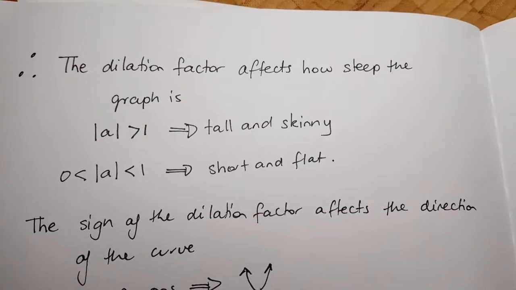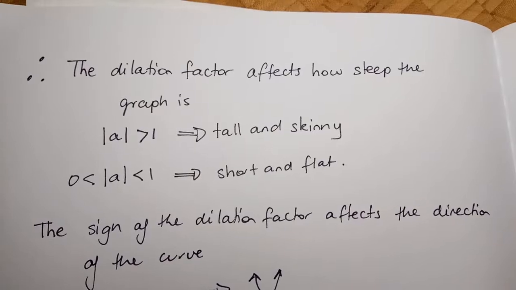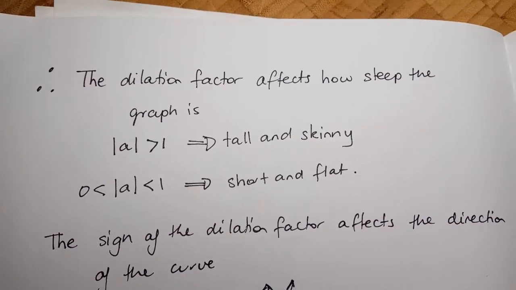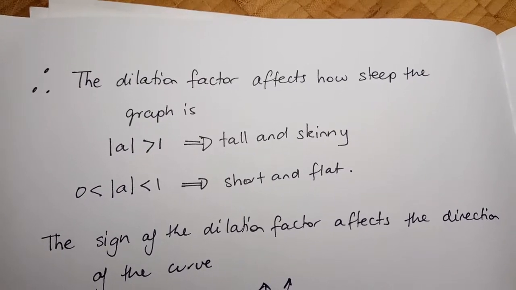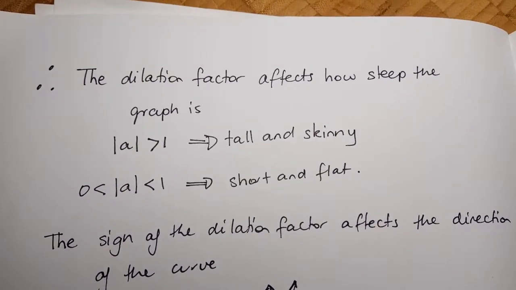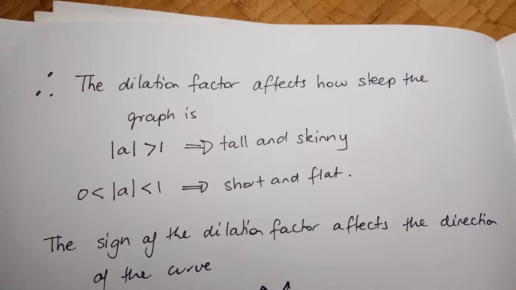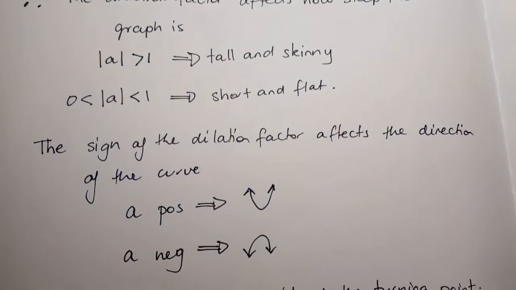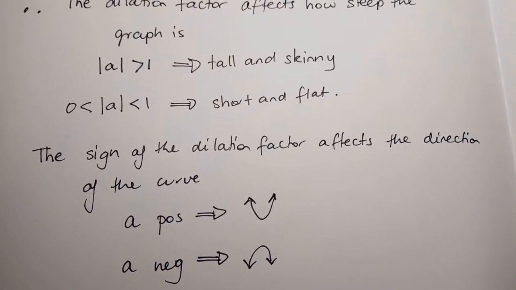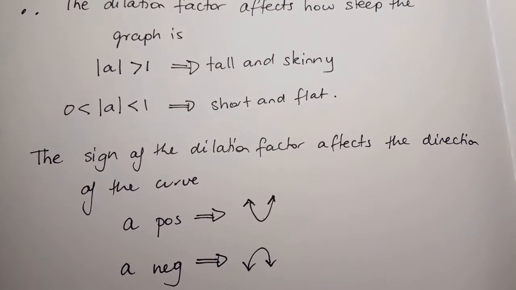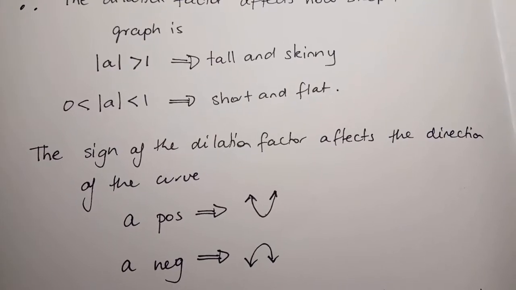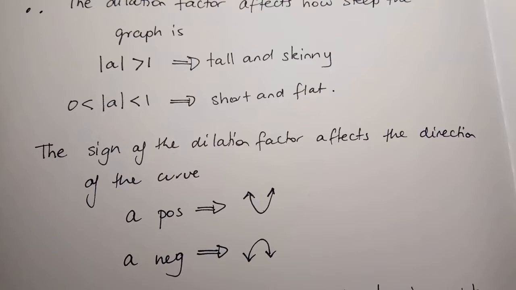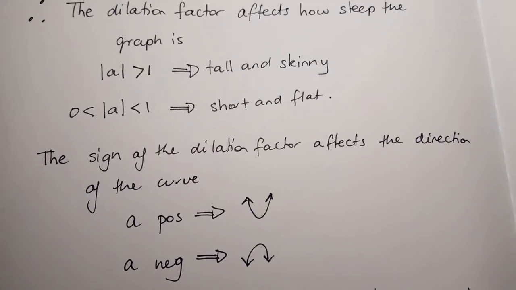Just to recap, the dilation factor affects how steep the graph is. If the absolute value of a is greater than 1, then the graph is tall and skinny. If the absolute value of a is between 0 and 1, the graph is short and flat. We've also seen how the sign of the dilation factor affects the direction of the curve. A positive a value means that the curve is smiling. A negative a value means that the curve is frowning.